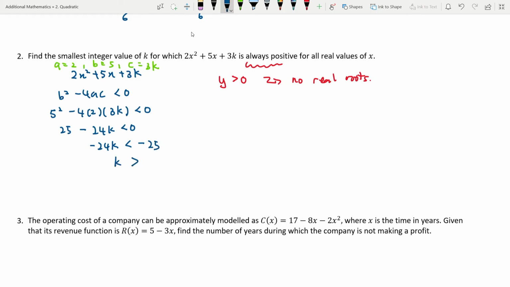k is greater than -25 divided by -24. Remember to flip the sign when we divide by a negative number. Further simplify the inequality, we get k > 25/24. We are asked to find the smallest integer value of k. Therefore, k is equal to 2.